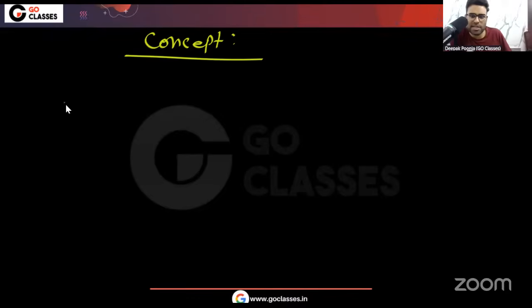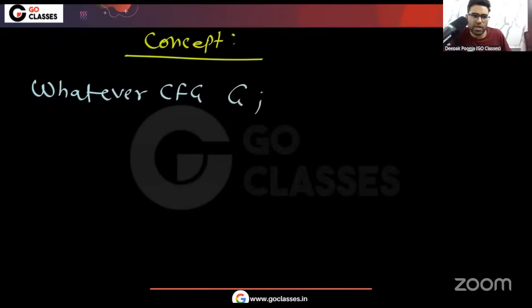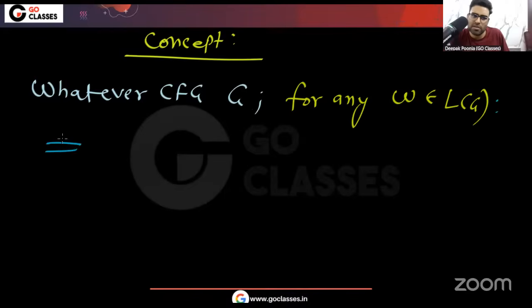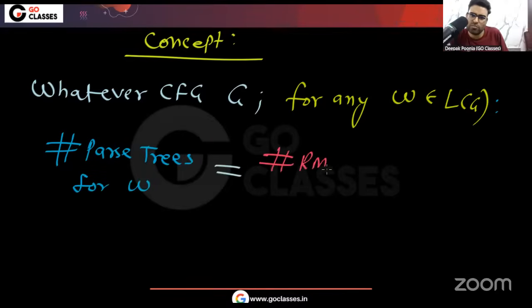Okay, see some concepts I am telling you. Whatever context free grammar G you take, and for any string W in L of G, remember one thing: the number of parse trees for W, how many parse trees will be there for W? The number of parse trees for W is equal to the number of rightmost derivations for W, and that is equal to the number of leftmost derivations for W.